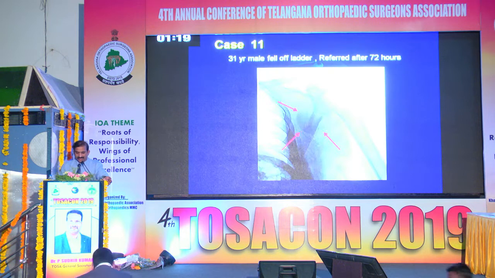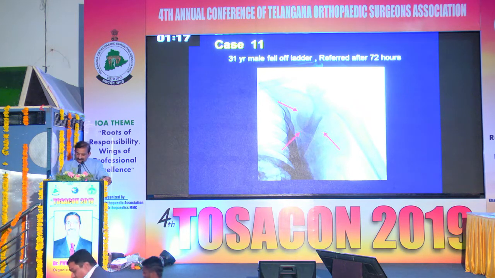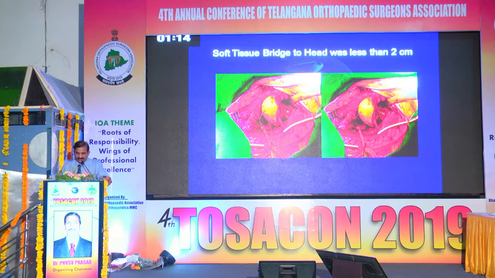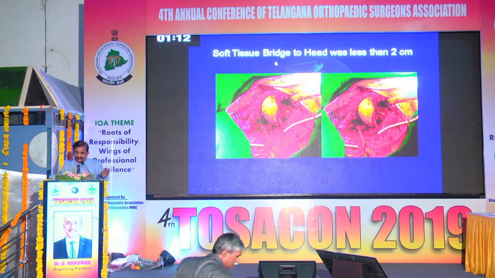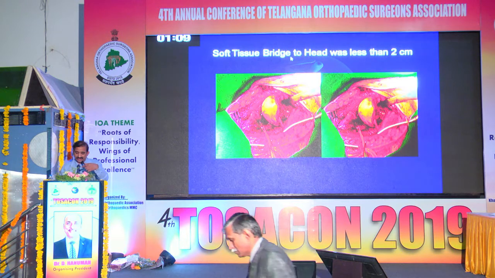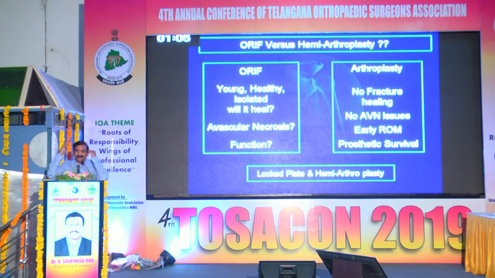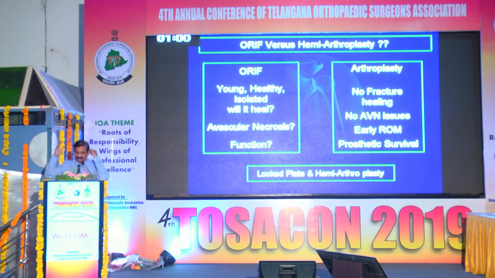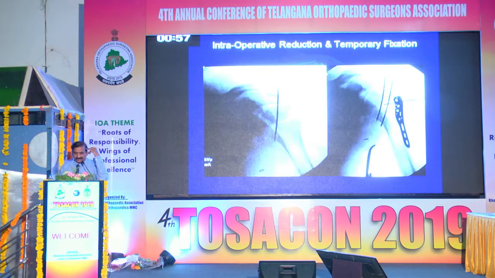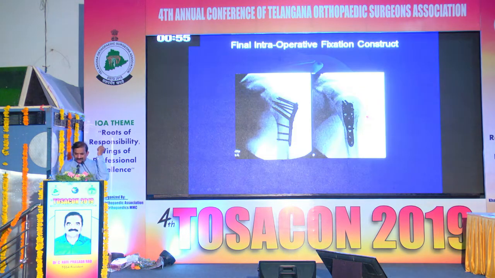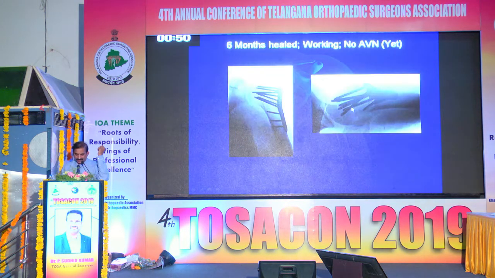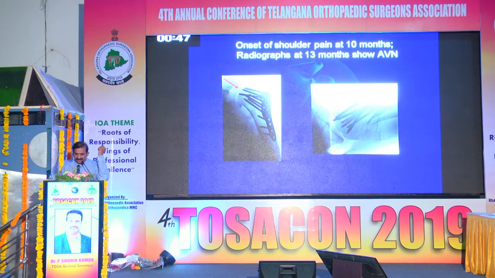So a few cases. A 31 years, 72 years, after he referred. Soft tissue, type 1. Type 2 is less than 2 centimeters. So in the hall, how many want to do ORIF? Can you raise hands? 32 years. Good. So ORIF was done, temporarily fixed, and this is the fixation. You can see the GT, it's included in the Ethibond sutures here. At 6 months, and later at 10 months, you can see a segmental AVN, but it's doing well now.